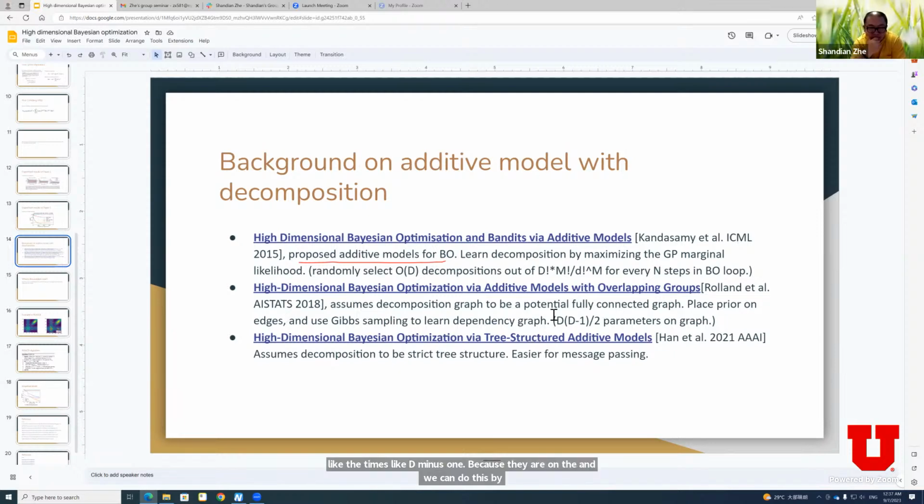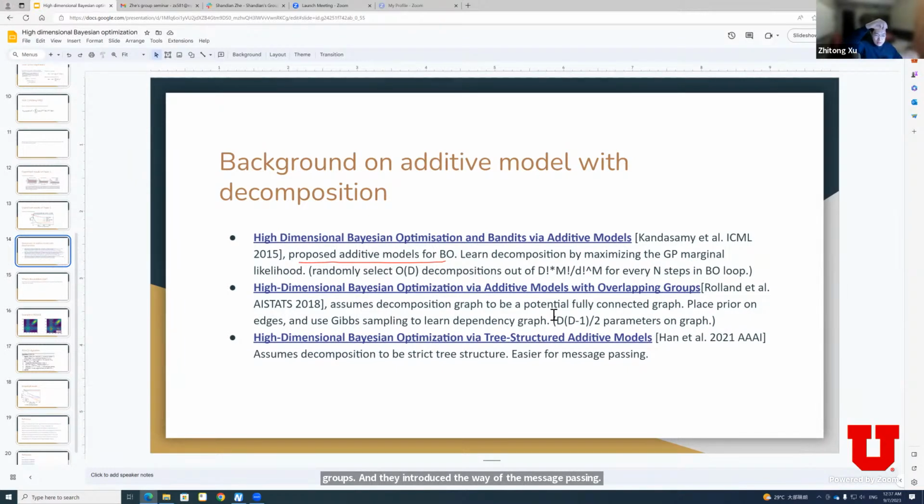Because it is a connected graph, they also allow for overlapping groups, and they introduce a way of message passing. For every clique, we need to have a root clique, and we do the message passing to the root clique. Oh, so they build up a graphical model. Yeah, exactly. A junction tree, and then enumerate the maximal cliques on the graph to form the groups. Each group corresponds to a maximal clique in that graph. Exactly.